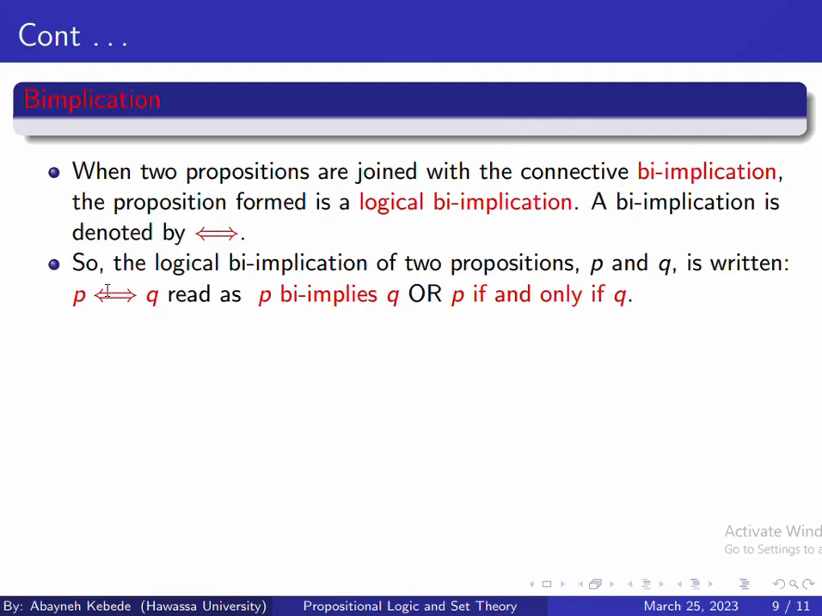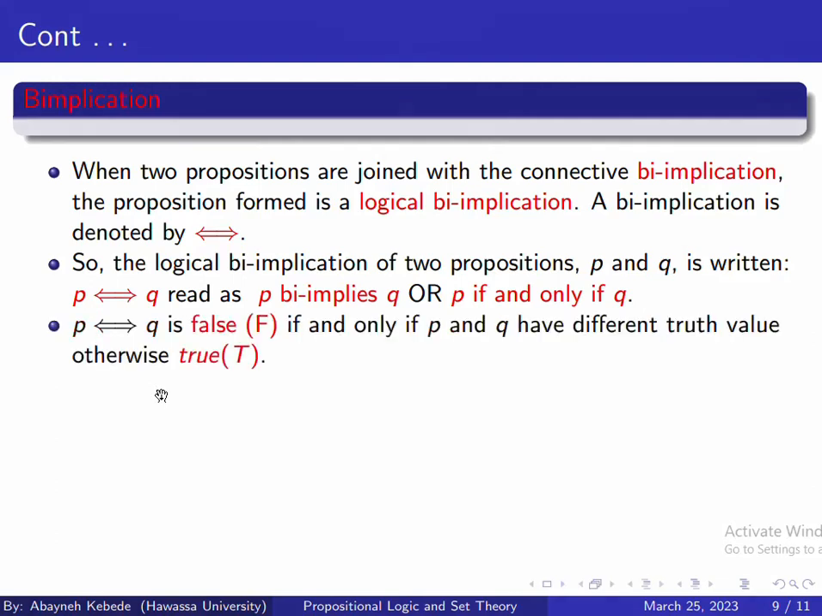First, how can we read this? We can read it as P bi-implies Q, or P if and only if Q. Not only this, there are other expressions for this. P bi-implies Q is the same as P if and only if Q, or in other ways we can read it as: if P then Q and if Q then P, and there are a lot of expressions.